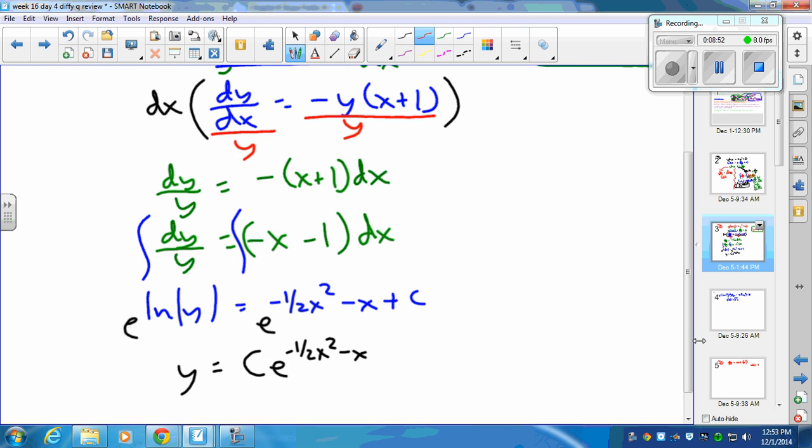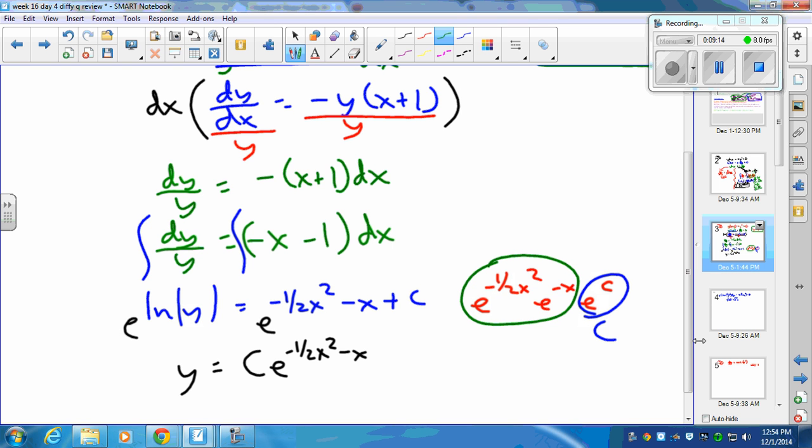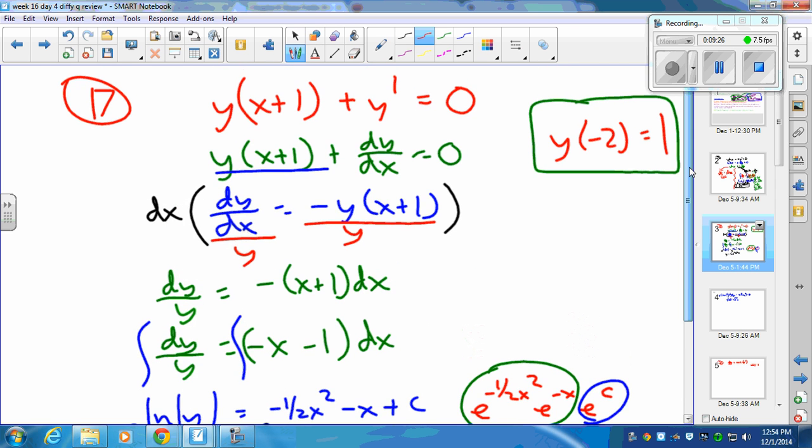Well, remember, I could have it e to this, e to this, e to this if I wanted to, because remember when you're multiplying, you can add the exponents. But the e to the c guy is the only one that's the fuzzy math, so he becomes the c. And these two guys are all with x's, so I kept them clumped together. So you have that. The absolute value went away, remember, because when you e it, you can handle that plus or minus when you use the c, when you plug in -2 and the 1.